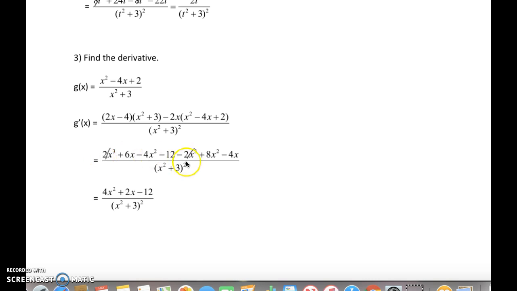Our 2x cubed terms are going to cancel. From there, we just go ahead and combine like terms. So our negative 4x squared plus 8x squared is going to be plus 4x squared. Our plus 6x minus 4x is going to be a plus 2x. And our minus 12 is going to stay because there's nothing else to combine it with. And we're going to leave this just as it is.